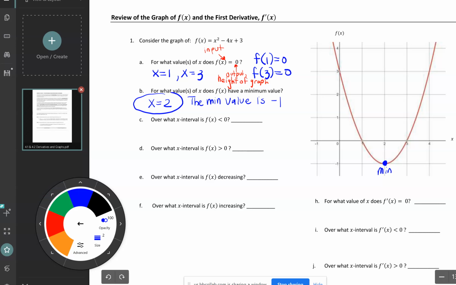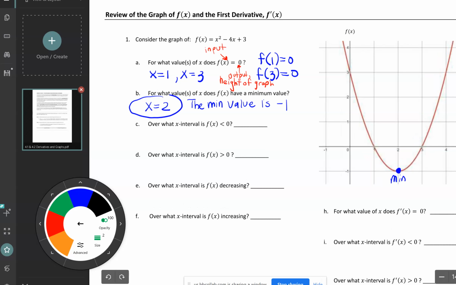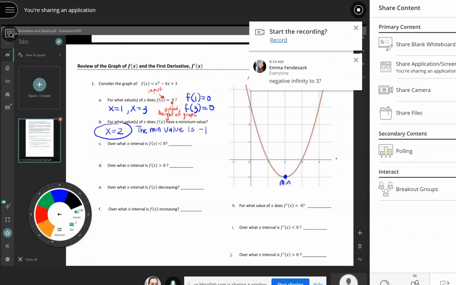Now let's look at C. What is C asking us here? C says, over what x interval is f of x less than 0? What is that asking us? I heard a little chime. Does someone have? Ooh, okay.